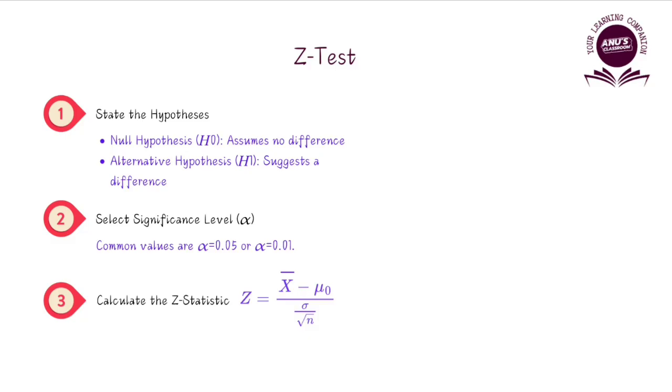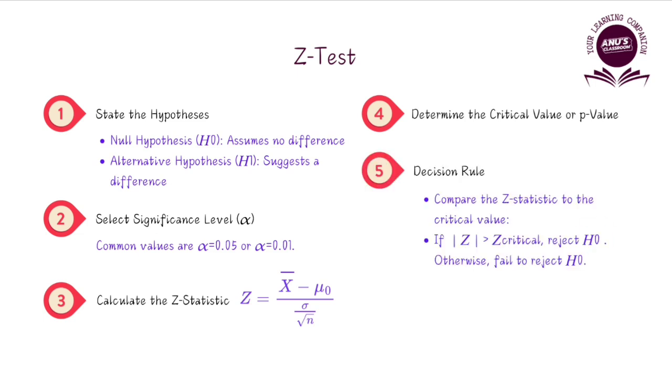Once we have the z statistic, we can determine the critical value or the p-value. For that, we can use a z table to find the critical value or the p-value corresponding to the z statistic which we got in the third step. Once we have the critical value or the p-value and the z statistic, we can compare them and use this particular rule to decide whether to reject or accept the null hypothesis.